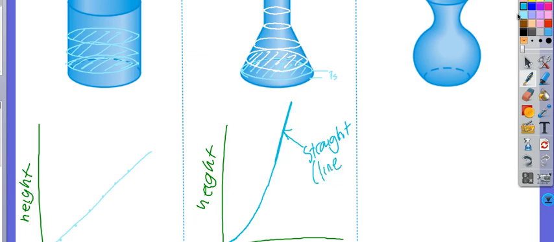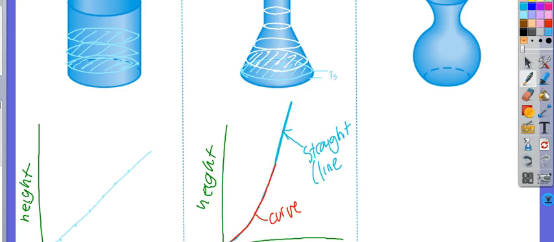What about here? What kind of a shape does this part have? A curve. We can't really get more specific than curve, but it's got some kind of curviness to it. So it's curved just constantly. The rate at which the height is increasing is changing all the time. From one moment to the next, it's different. It's faster and faster until it gets to the neck, and then it just changes at a constant rate. Okay.